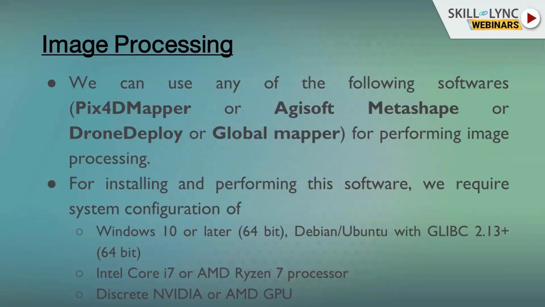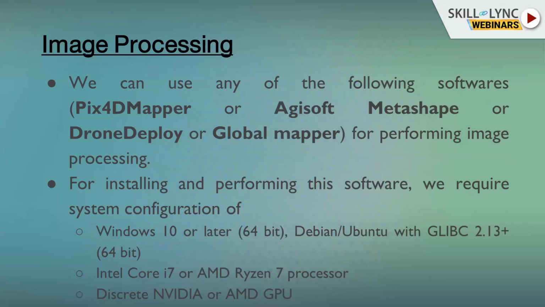Other than the ortho-rectified image, we will get a digital elevation model, digital surface model, digital terrain model, contours, and point cloud data. With the help of this data, we can do multiple analyses according to our requirement.